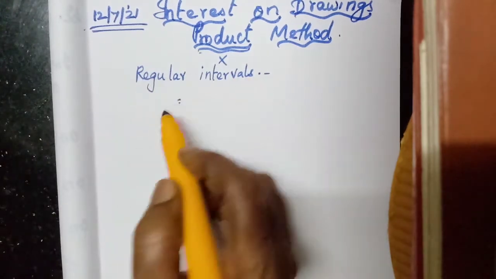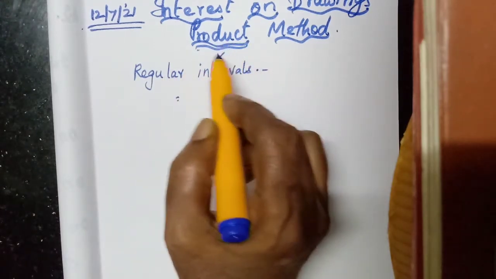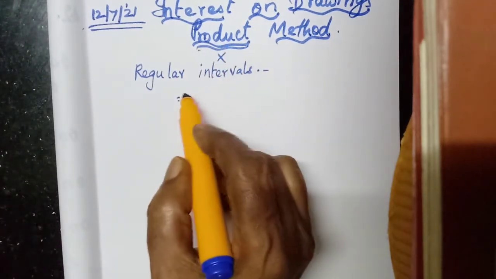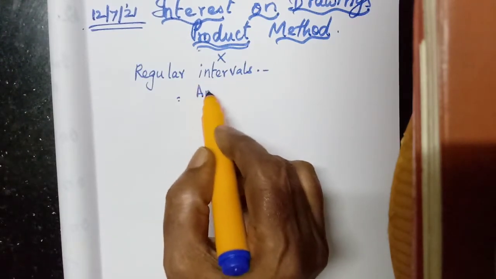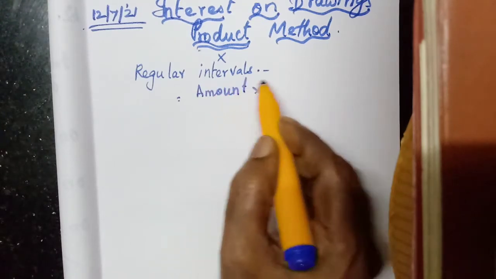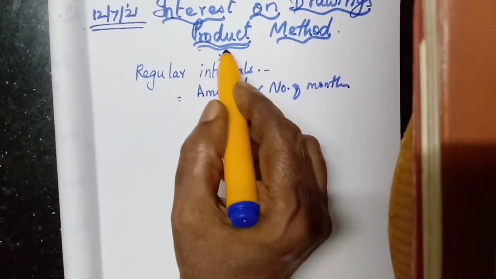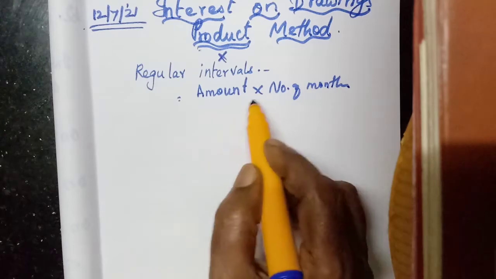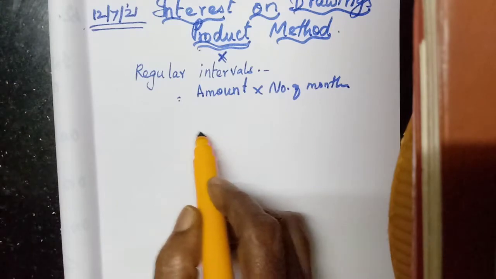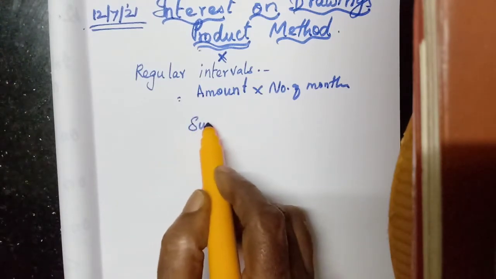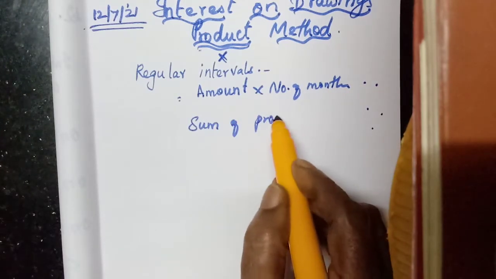Okay, we have to calculate the average method also. For the regular intervals, here we will multiply that amount into number of months. We are multiplying, that's why it is called product method. Then one column will be there, and we have to find out the sum of product. The total sum of product we have to find out.